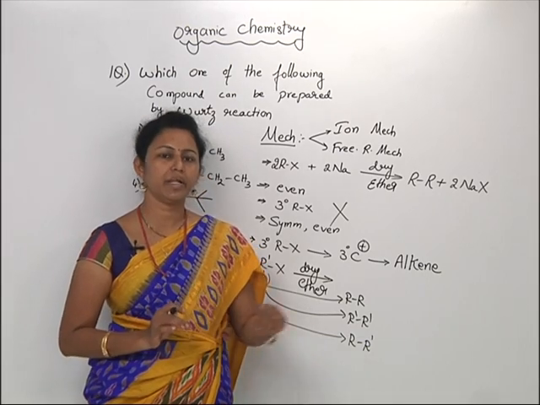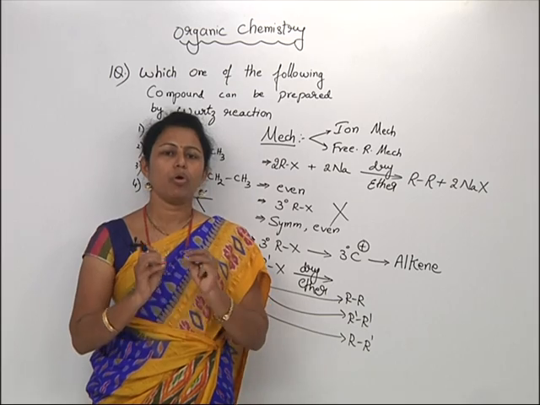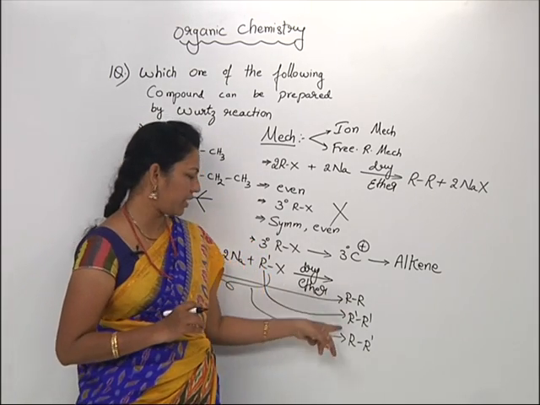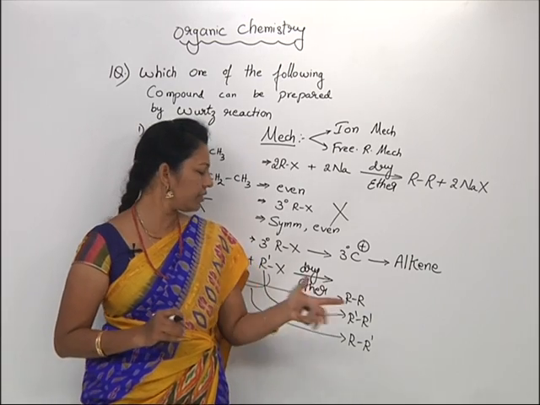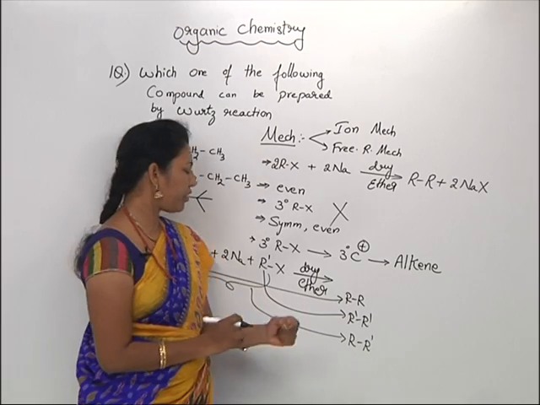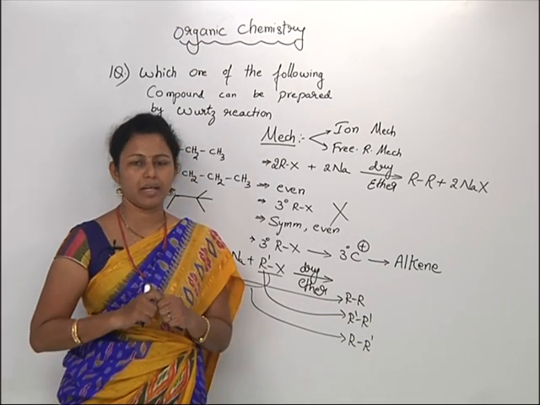We cannot isolate a mixture of these alkanes because they have almost the same boiling point. Boiling point variation is not much in case of alkanes. As a result, we cannot easily separate a mixture of these alkanes. That's why it is not preferable to take mixed alkyl halides, or two different alkyl halides, when you are going to do Wurtz reaction.